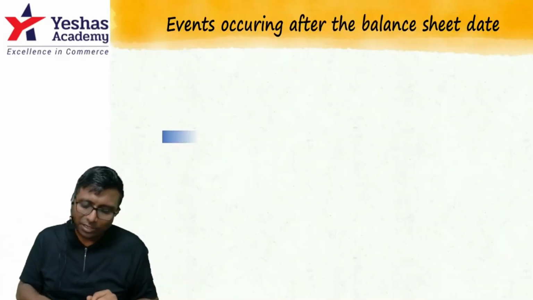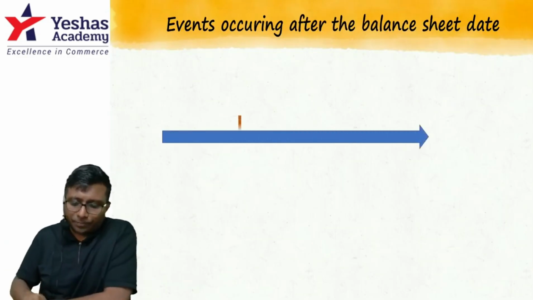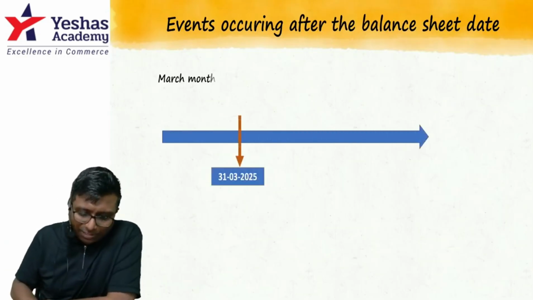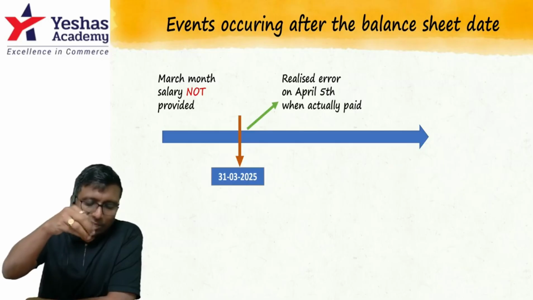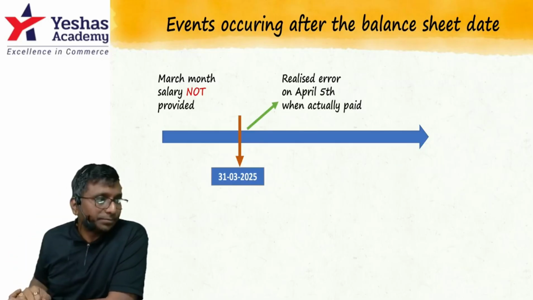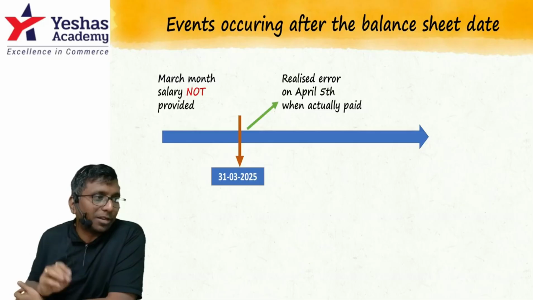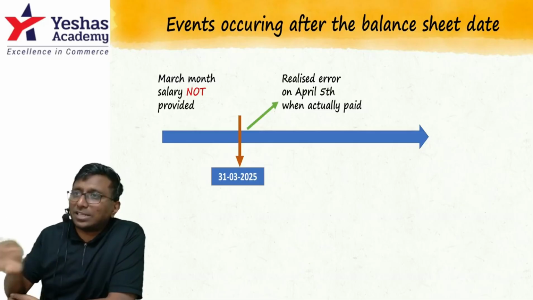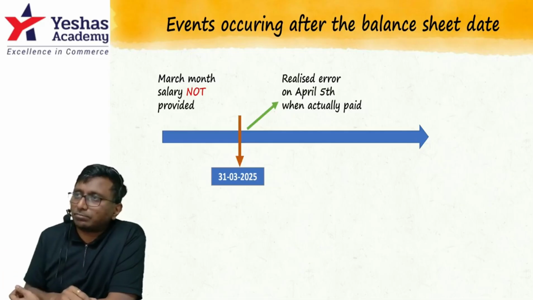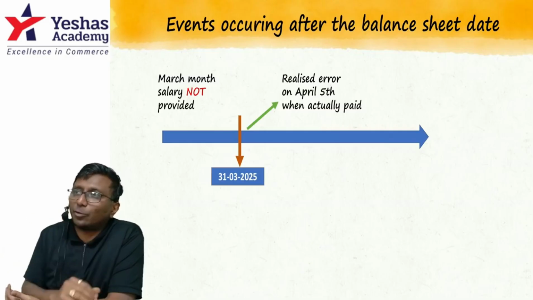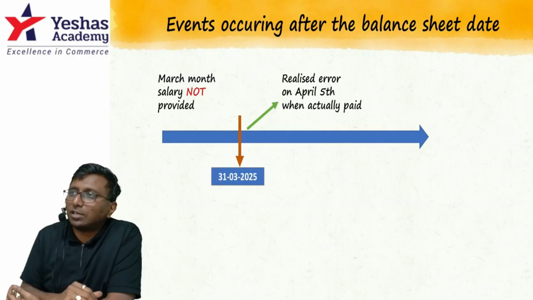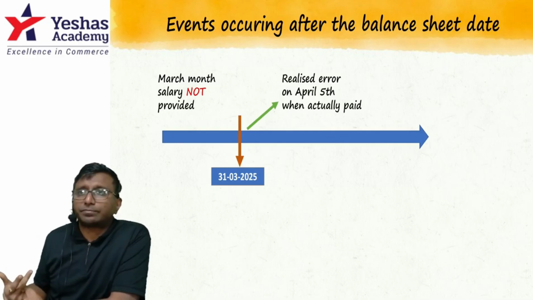Obviously, very much required: events occurring after the balance sheet date. Right. So here, after the balance sheet date, yes, this is a very small example. You don't need to write it. March month salary was not provided by my accountant. But he realized when he was paying the salary, they'll pay salary on 5th of April. While making the payment, he realized, I forgot to make a provision. Got it? Now, what is he supposed to do?